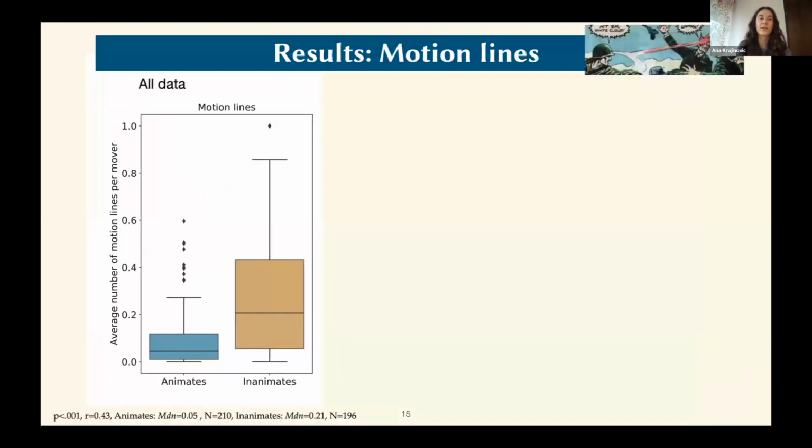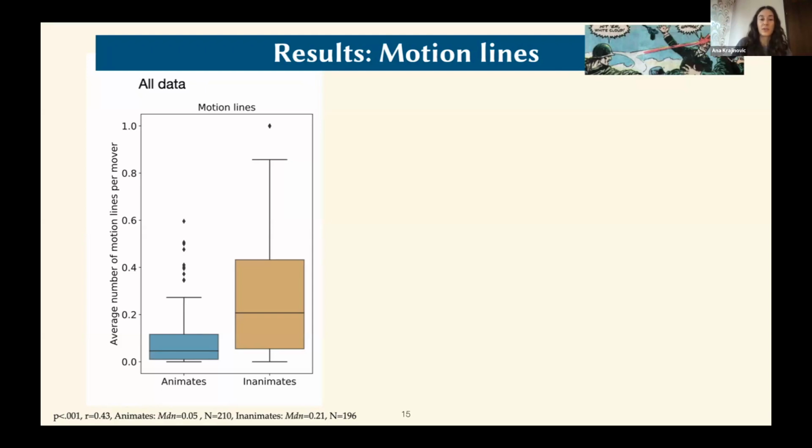When it comes to motion lines, we looked at the average number of motion lines per mover per comic. And what we find is that inanimates are much more likely to get marked by motion lines than animates, which supports our hypothesis and supports our prediction that, in fact, inanimates need to be more marked by motion lines whenever they are moving in a goal-directed way. And with motion lines, the motion is always goal-directed.